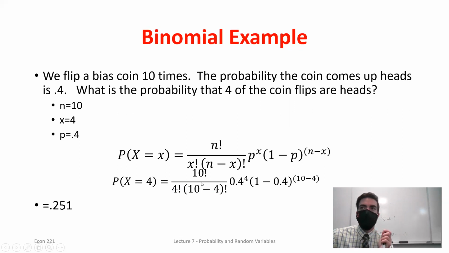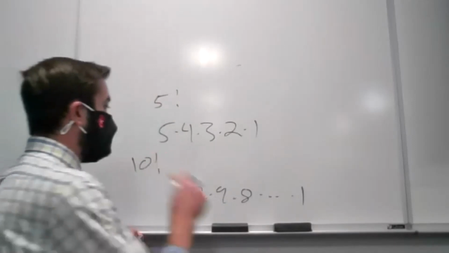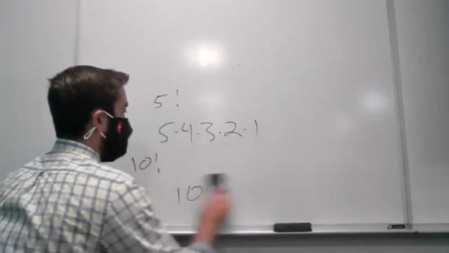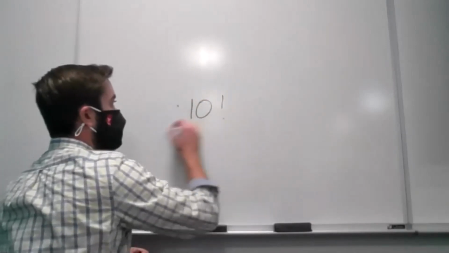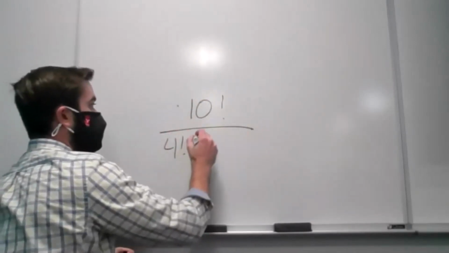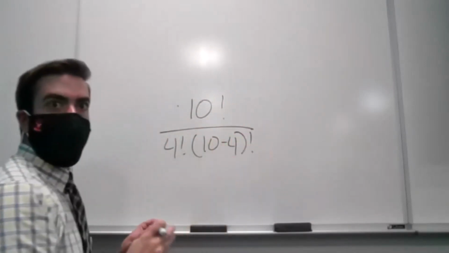Now I'll show you a slightly easier way to deal with this. It doesn't matter as much for these small numbers, but I'll show you an example of how it would matter if we had larger numbers. So let's say I'll use those exact values. I have 10 factorial over 4 factorial, 10 minus 4 factorial.